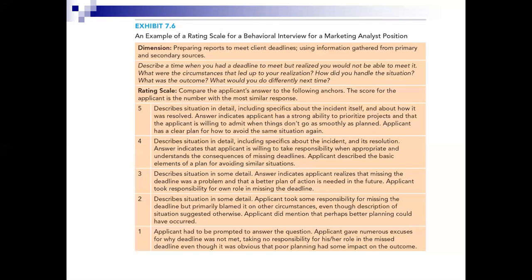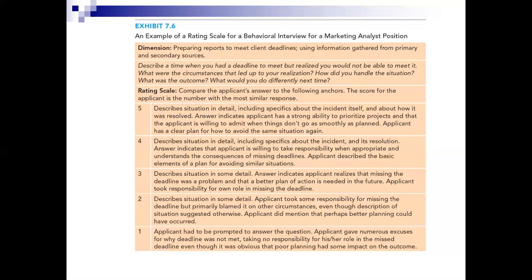An average answer would be if the candidate described the situation in some detail. The answer indicates that the applicant realized that missing the deadline was a problem and that a better plan of action is needed in the future. And the applicant took responsibility for his or her role in missing that deadline. So that's okay. That's a fine answer.